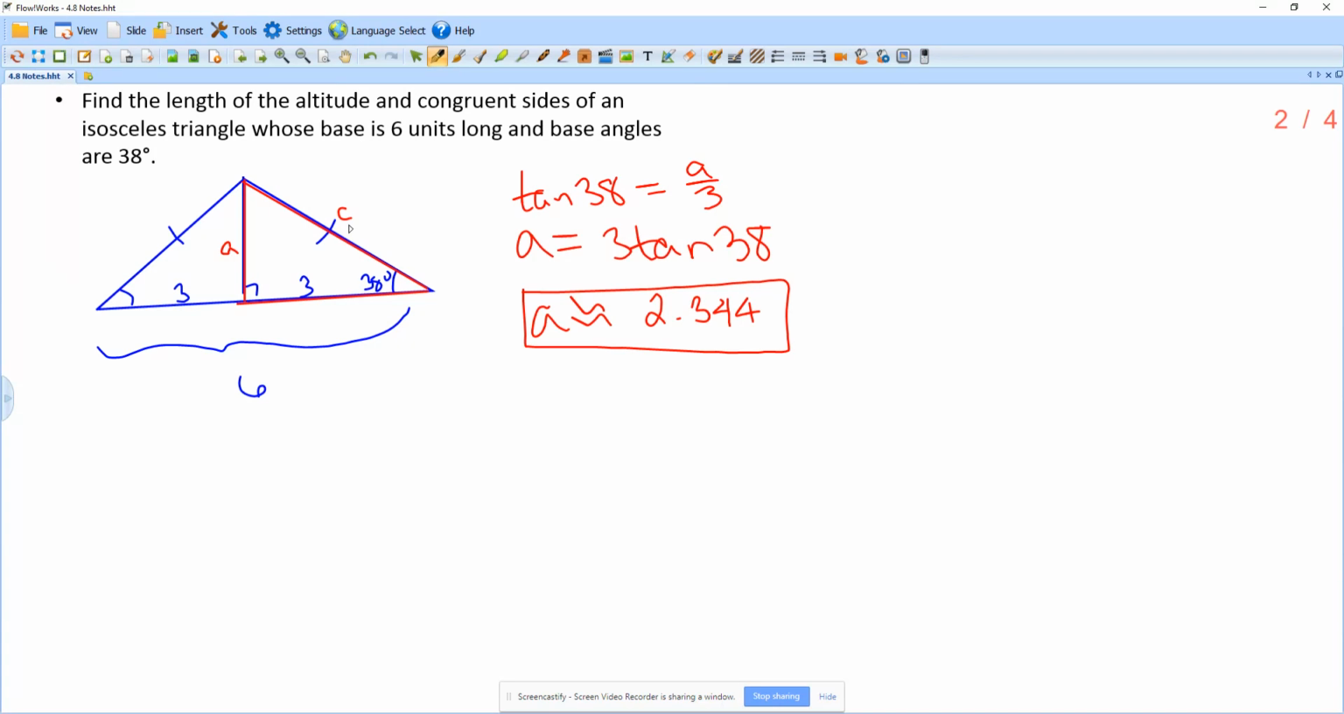If I want C, I don't want to necessarily use this because I just rounded it. So instead I'll look to use the adjacent side and hypotenuse, which means I'll do cosine of 38 degrees equals 3 over C. So C is equal to 3 over cosine 38. And 3 over cosine 38 gives me approximately 3.807.